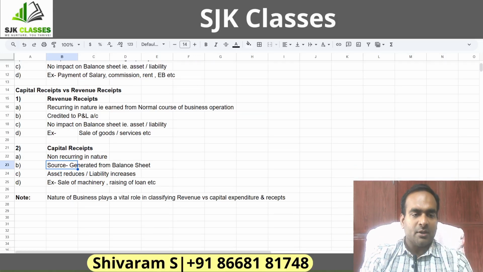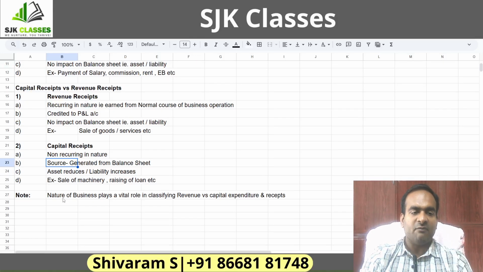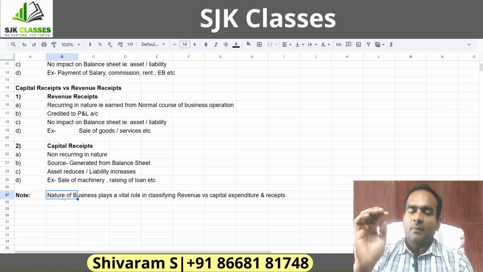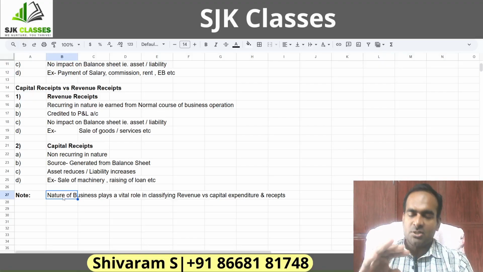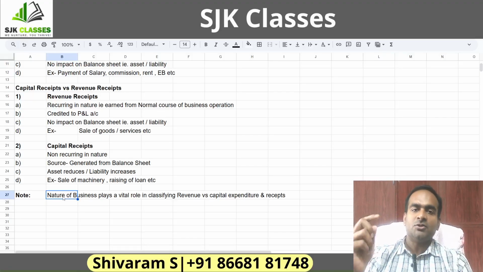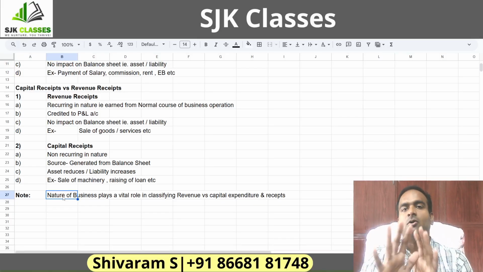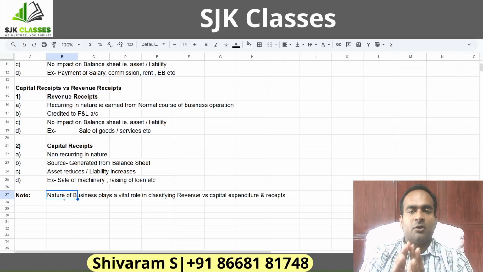I would have given this point here. Nature of business plays a vital role in classifying revenue versus capital expenditure and receipts. So, to classify whether it's a revenue or capital, be it expenditure or receipt, as the case may be, first you should know the nature of business. Generally, when we speak of sale of building, we presume that we are not talking about a real estate company. So we're talking about other businesses.